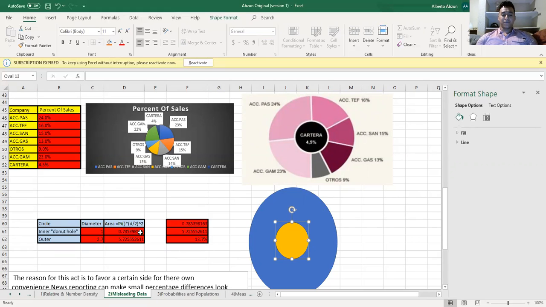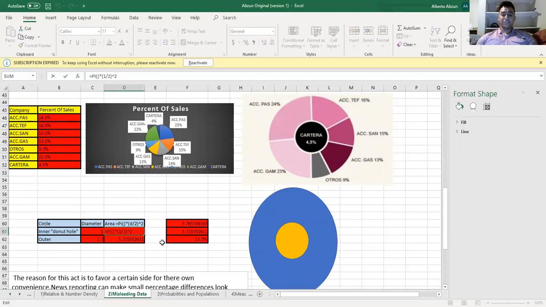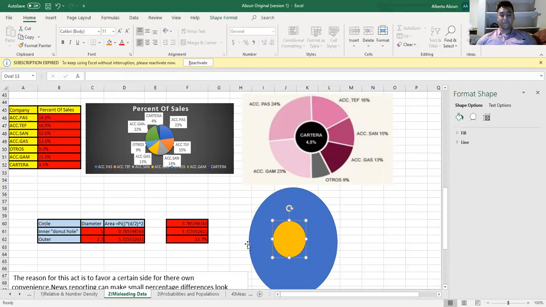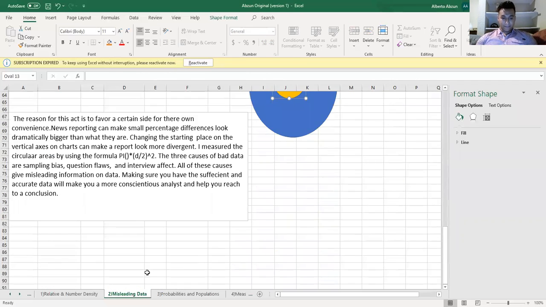the formula to find the area of a circle is pi times diameter divided by 2 to the square root of 2. So if I click on the cell, you see I made the formula there, and what we did was we divided those 2 formulas, and we came up with a total of 13.7%. So what these guys really here are showing is 13.7%. But it's supposed to be 4.5%.